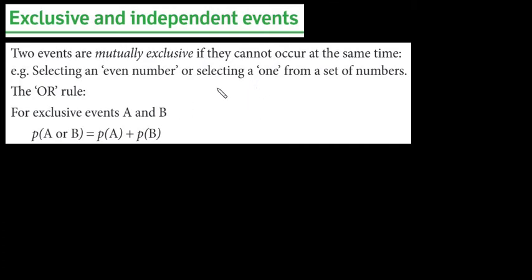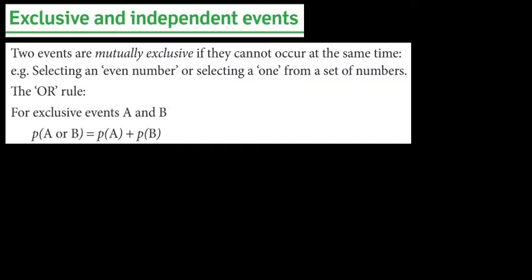Today in this lesson we are going to be learning exclusive and independent events. So let's start with the definition of mutually exclusive. If two events are mutually exclusive, that means they cannot occur at the same time. They cannot happen at the same time.